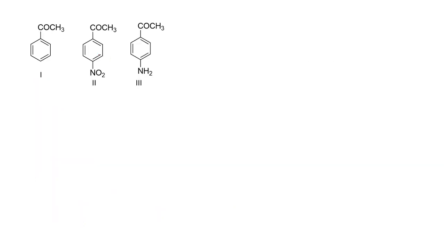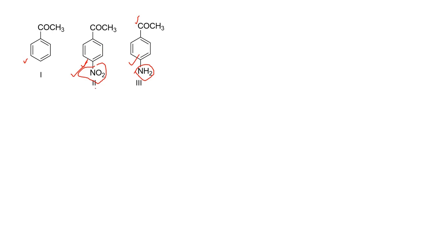Okay, then see these examples. How do you distinguish between these three molecules? One is acetophenone. It is para-nitroacetophenone. It is para-aminoacetophenone. See the difference. The nitro group is an electron withdrawing group, and the NH2 group is an electron donating group. Usually, an electron donating group decreases the carbonyl stretching by conjugation, while an electron withdrawing group usually increases the carbonyl stretching frequency of the molecule. And hence we can distinguish these three molecules.